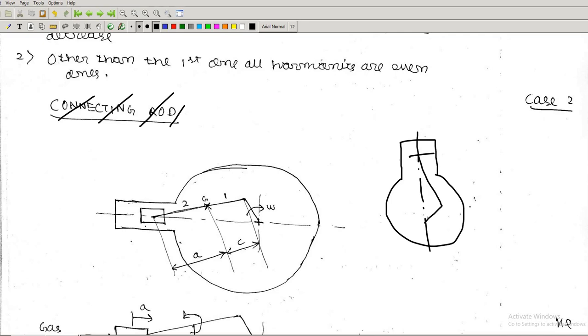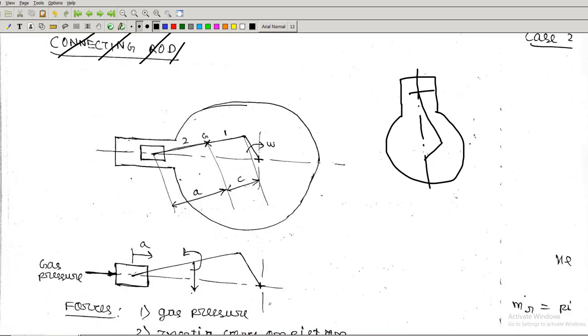So here we'll make a force analysis of a single cylinder engine. This is the connecting rod, this is the piston, this is the crank, and this is the bearing center line for the crankshaft. From the small end to the center of mass of the connecting rod is small a, and from the center of mass to the big end is small c. You can also draw it vertically.